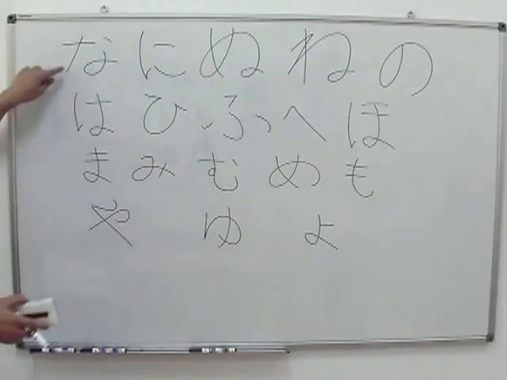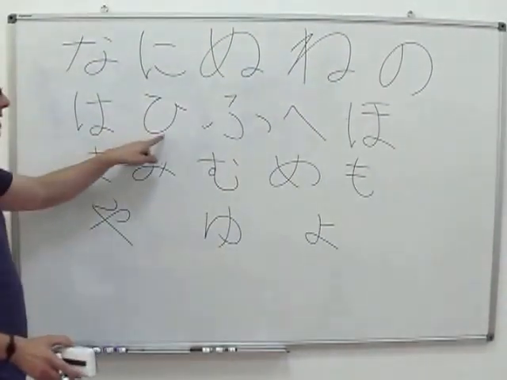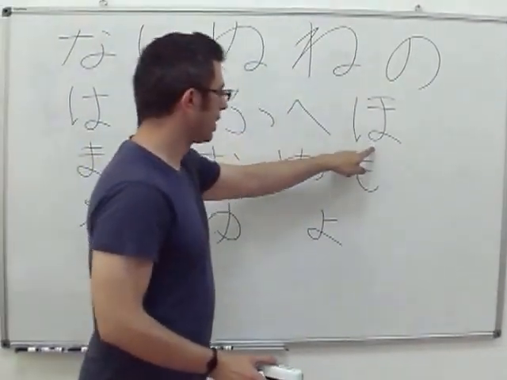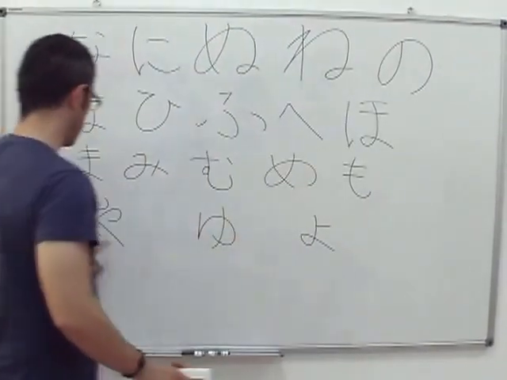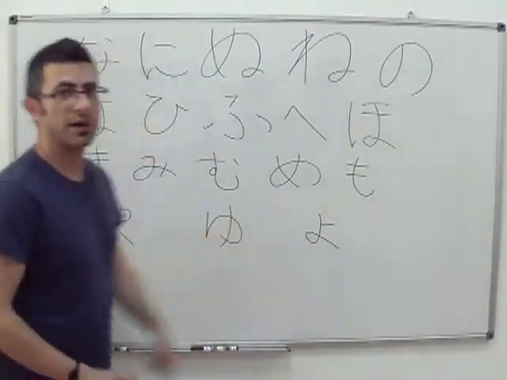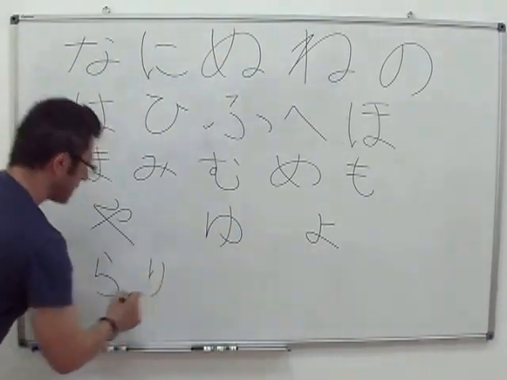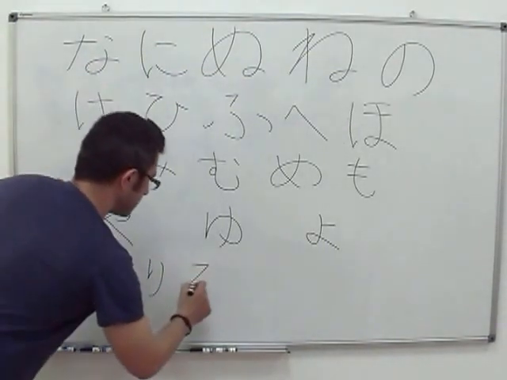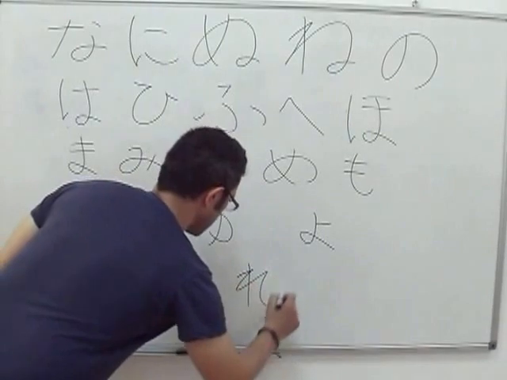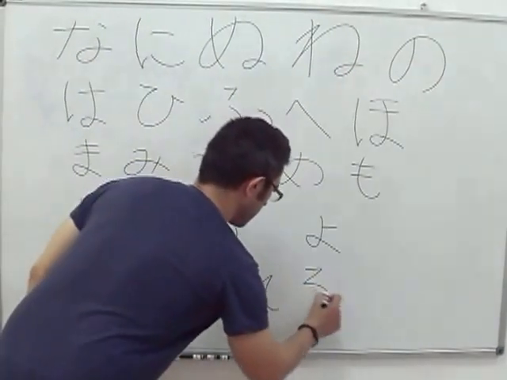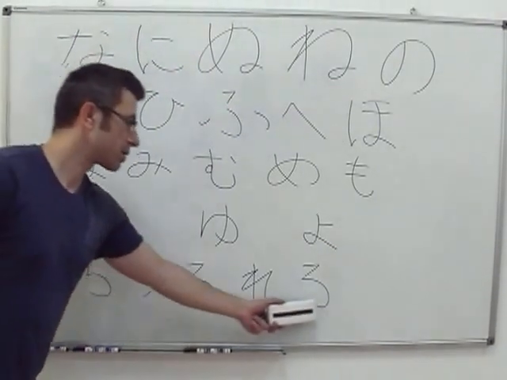So again, na, ni, nu, ne, no. Ha, hi, fu, he, ho. Ma, mi, mu, me, mo. Ya, yu, yo. Ra, ri, ru, re, ro.